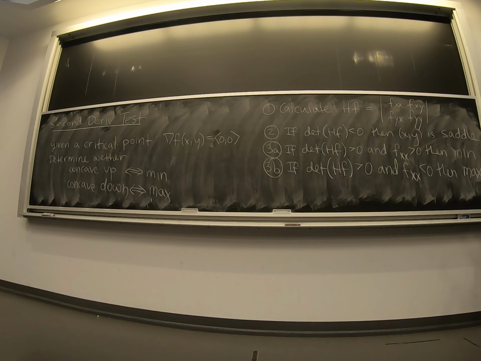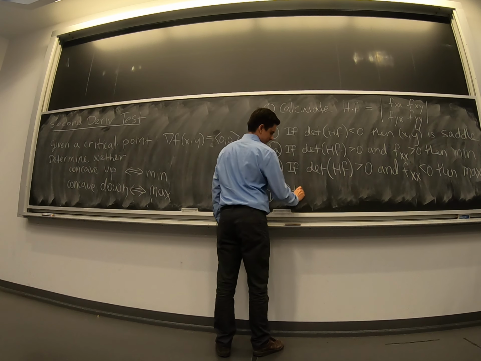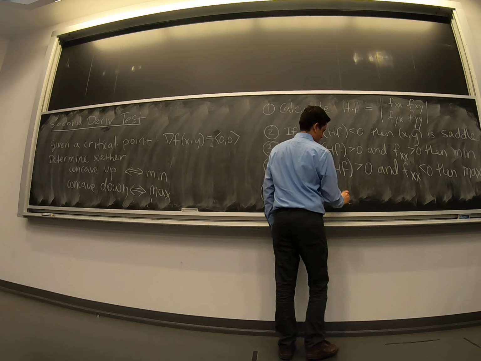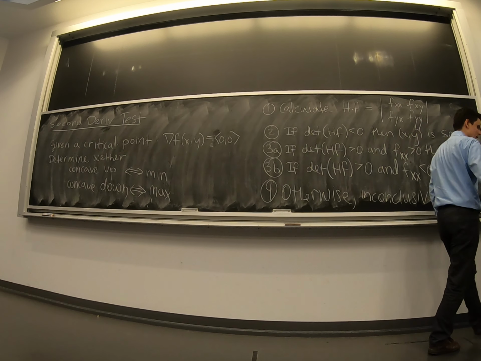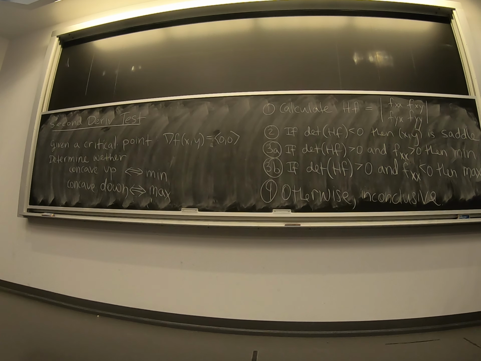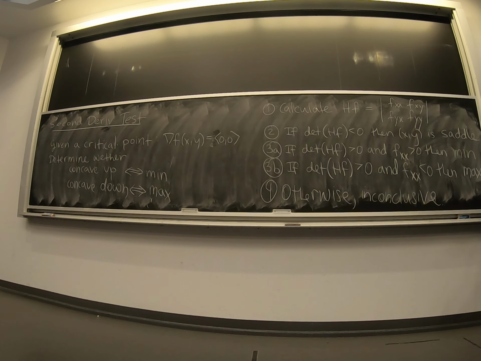And then there's this last case. If any of these three things do not work, otherwise, the test is inconclusive, and you just get no conclusions. Again, if this doesn't happen or this doesn't happen, you have no idea. No conclusion. So if any of these are equalities, if any of these things equal zero, you're in case four. No clue.